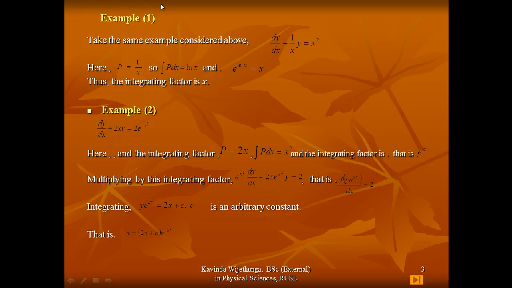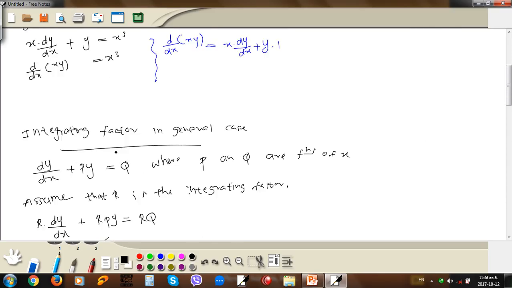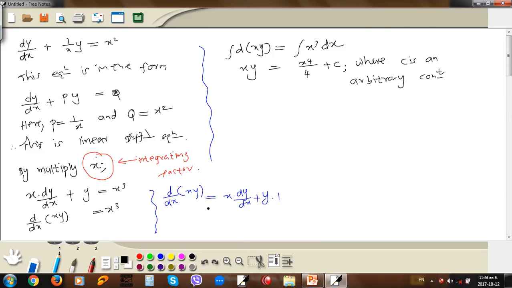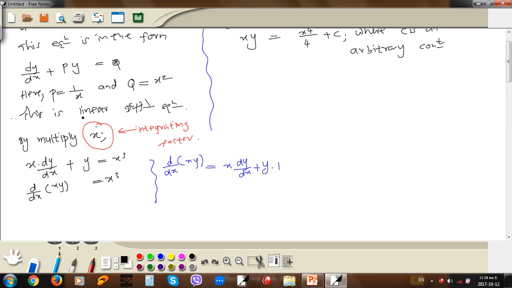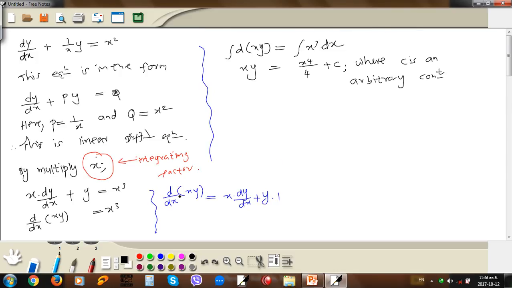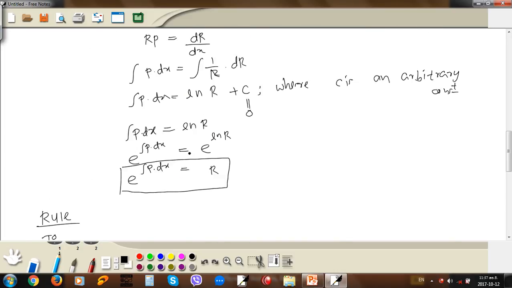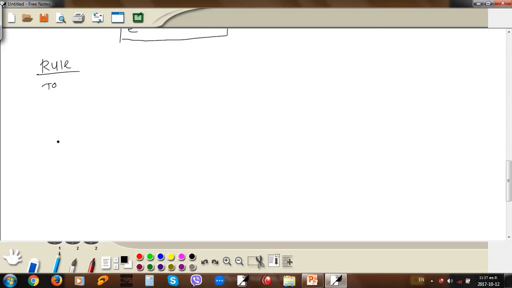Okay, now we will consider the same example which we discussed earlier. So I am taking this one. If we multiply this by x, we didn't find the x, we just took x and multiplied, then it is automatically converted into this form. But it is difficult to think and do this, so we have to use this method. So I am taking the previous same example again, and we'll see what happened.